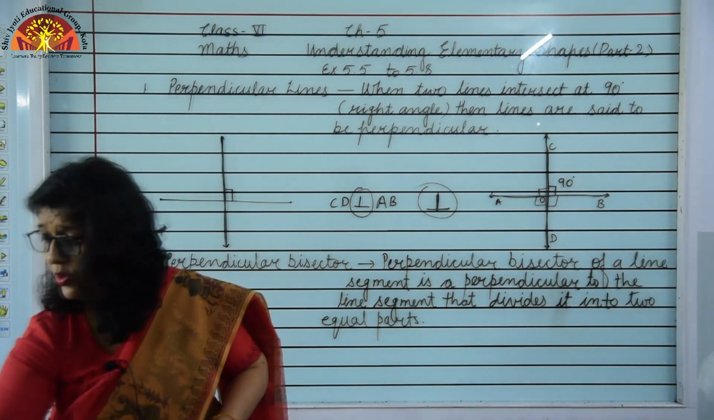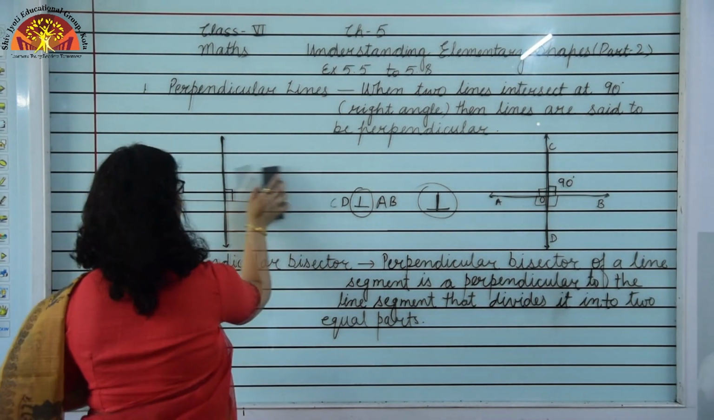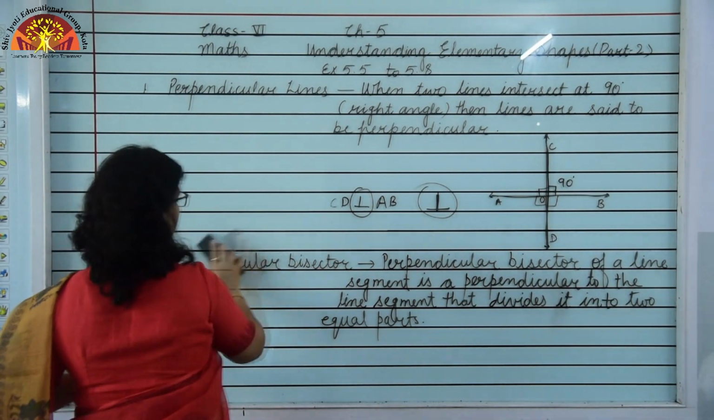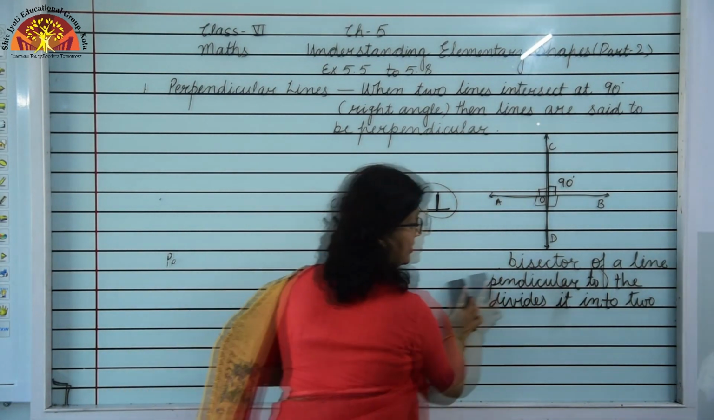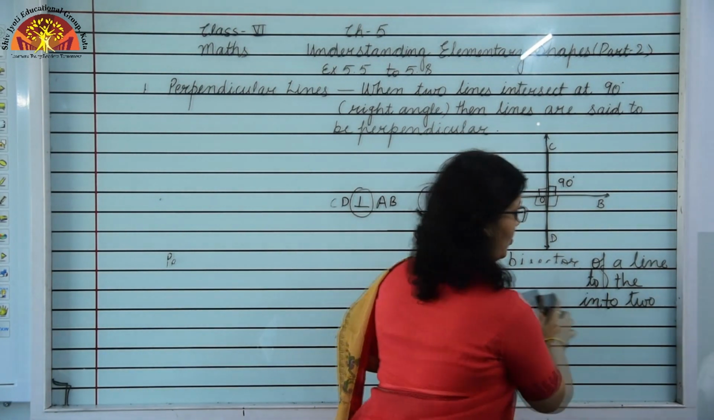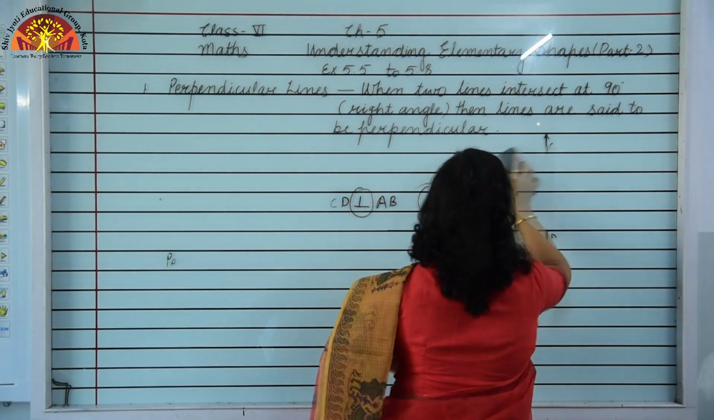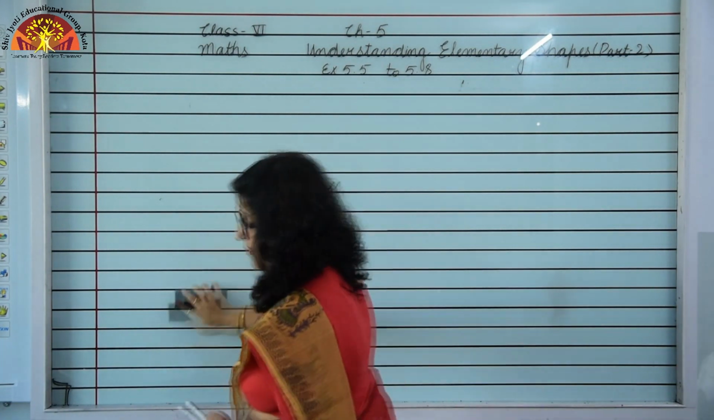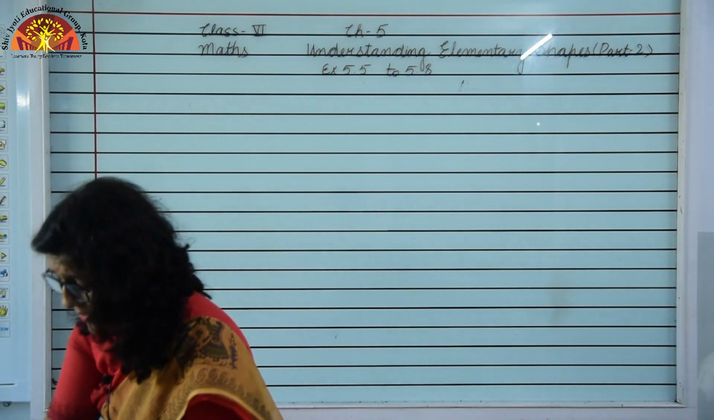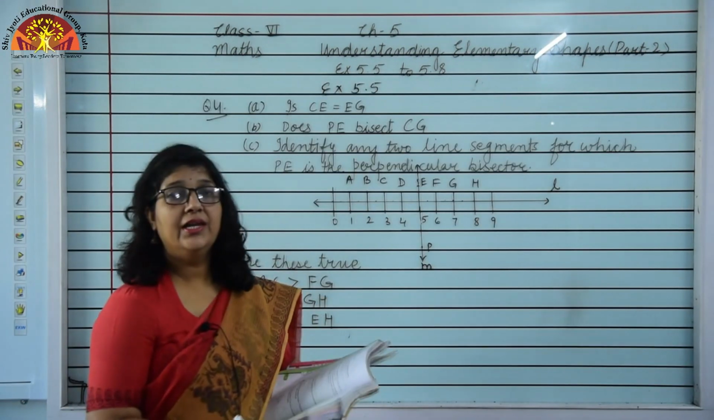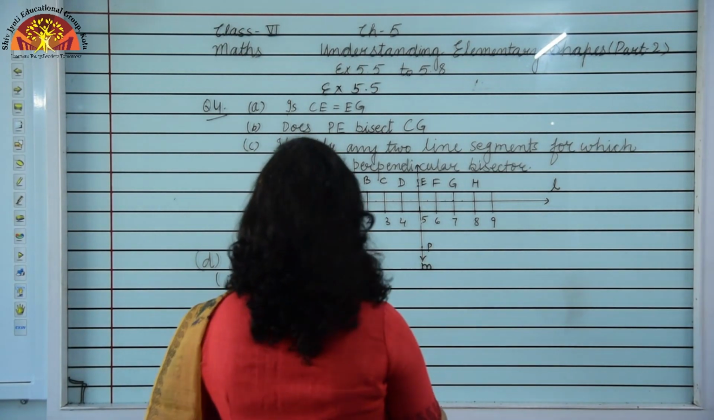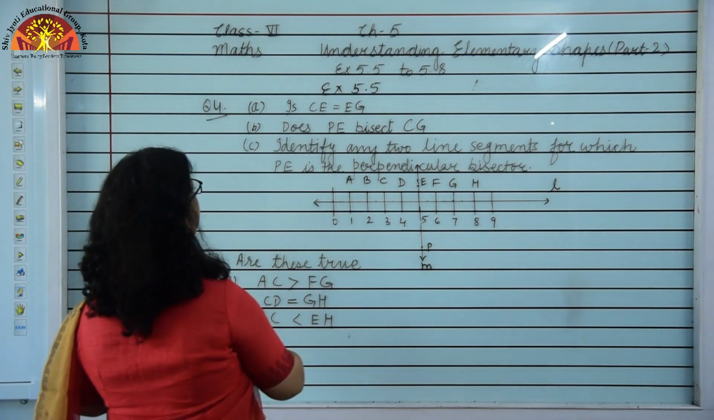Students, look at the board. Here, how will we draw, students? First we draw a line segment. Let's start question number 4 of exercise 5.5.